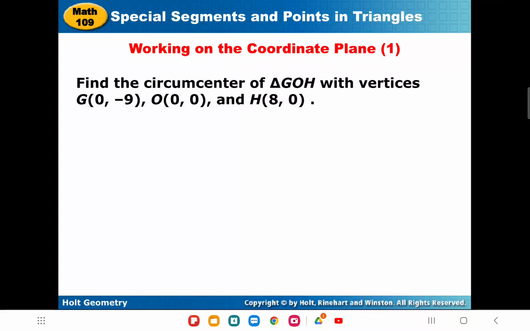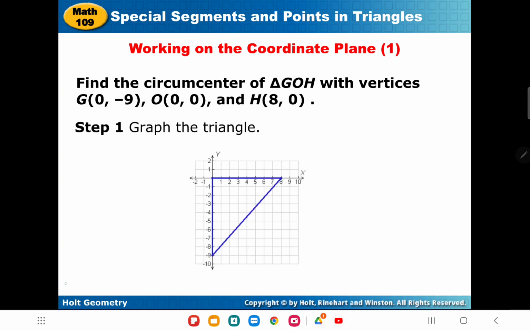This is Mrs. Often, and in this final video of the video series on special segments and points within triangles, we have working on the coordinate plane with special segments and points. So we're going to start out by finding the circumcenter of triangle GOH with vertices located at G, 0, -9, O is at the origin, and H is at the point 8, 0. Let's begin by graphing this triangle.